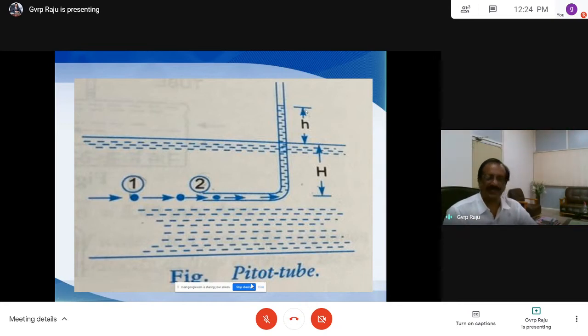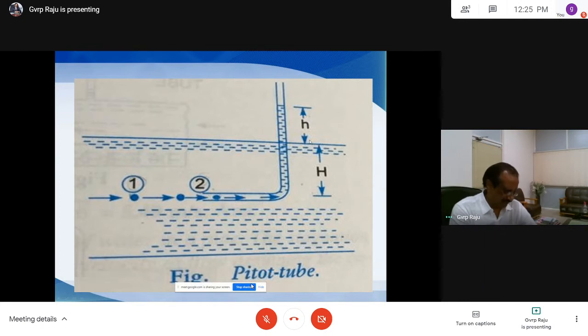Sometimes you can call it the total head also. So total head is equal to the static pressure head and dynamic pressure head, or the total head, stagnation head, is equal to static head plus dynamic head. So this Pitot tube measures the total head or stagnation pressure head. It gives H plus h. You can have a scale here, so you can find out H plus h.